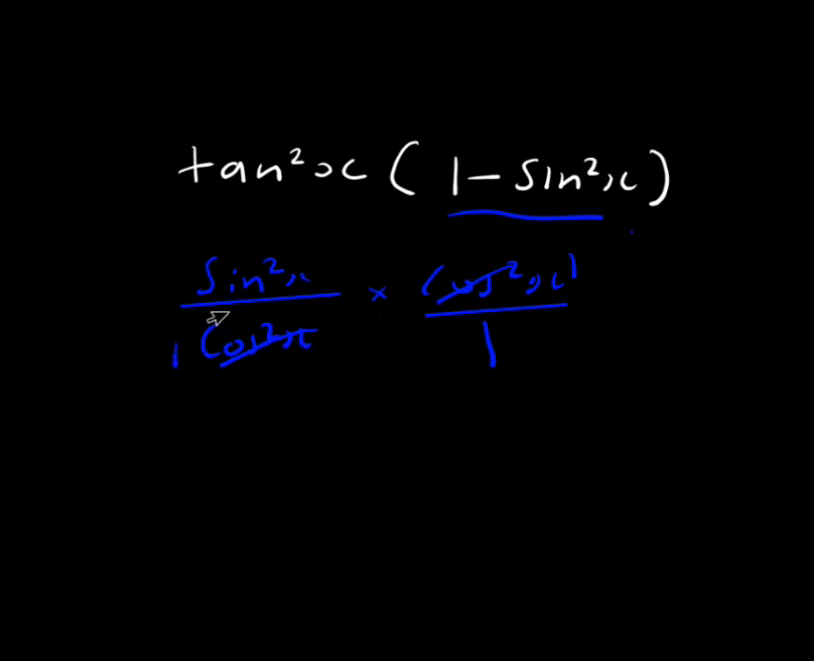So now what you're left with, you multiply, right? The numerator multiplies numerator. So sine squared times 1 is sine squared, and then 1 times 1 is 1. So there is no need to write over 1, right? So the answer will be sine squared. And there we have it.